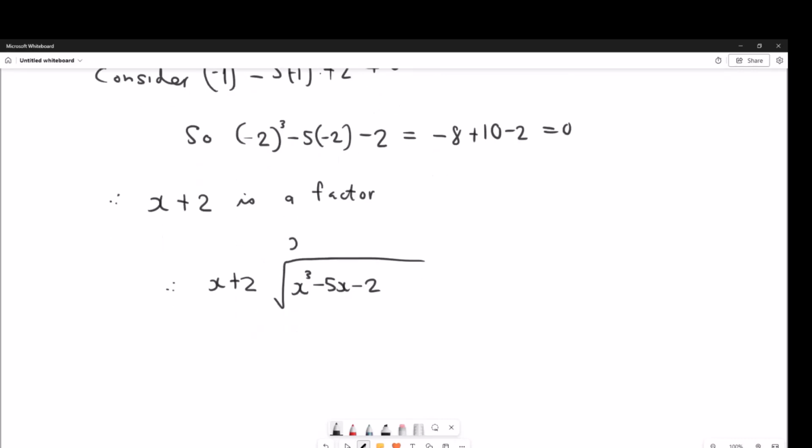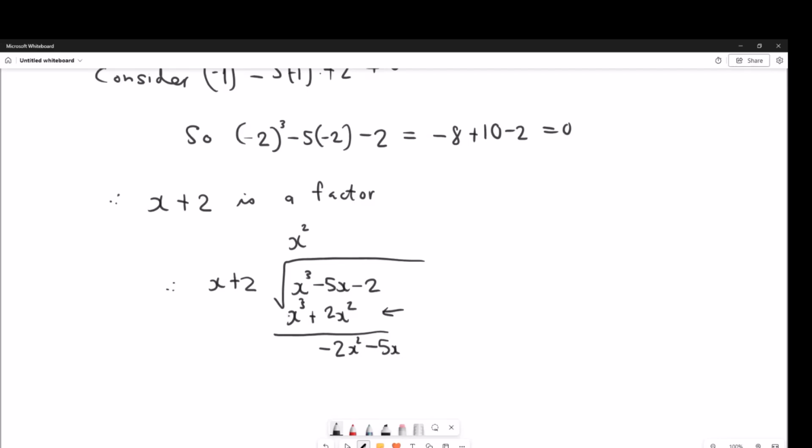So x goes into x cubed, x squared times. And then we multiply x plus 2 by x squared, which yields x cubed plus 2x squared. Then we do a subtraction, and we see that x cubed minus x cubed is 0. Remember there's a sign change there, and the degrees of the 2x squared and the 5x are not the same, so I will have minus 2x squared minus 5x.